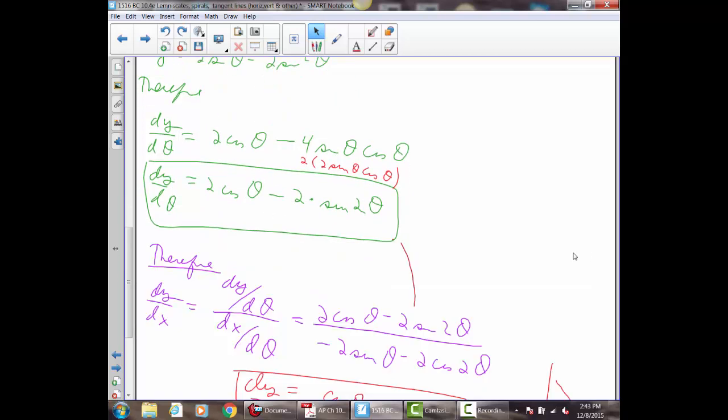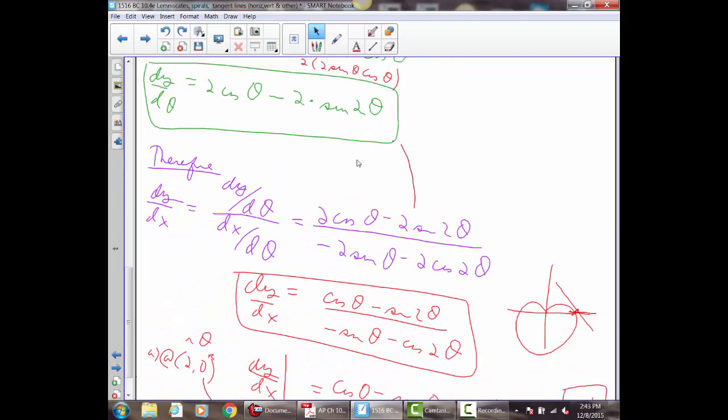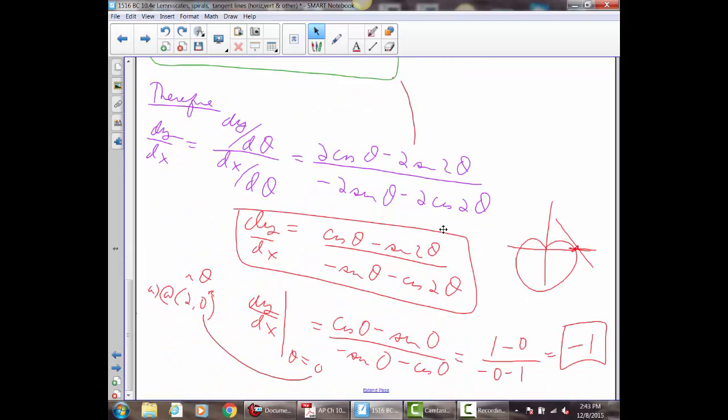Okay. So therefore, dy/dx, since it's equal to dy/dθ over dx/dθ, here's dy/dθ. dx/dθ is this guy right here, so I put that down here. And you can see that I can factor out a 2 and cancel those 2's. I'll be left with cosine theta minus sine 2 theta over negative sine theta minus cos 2 theta.